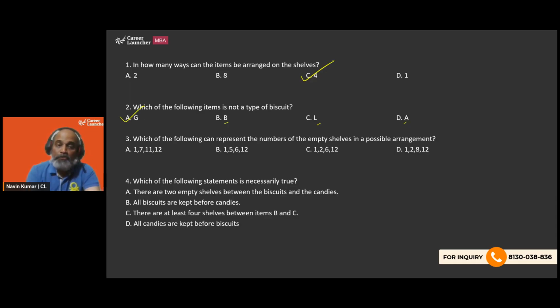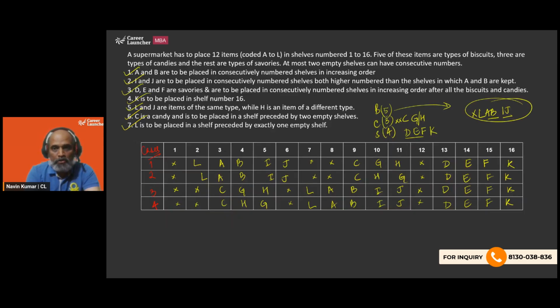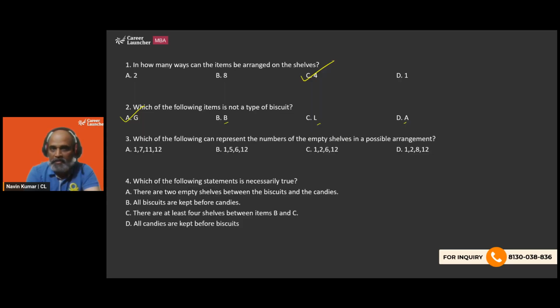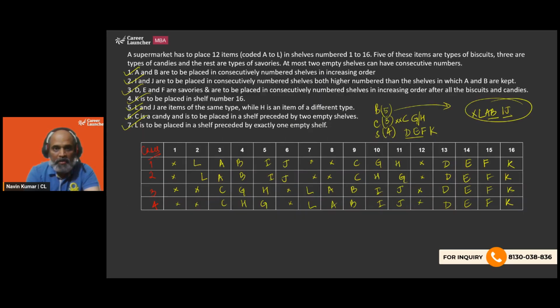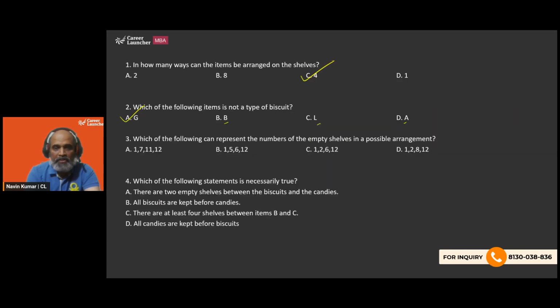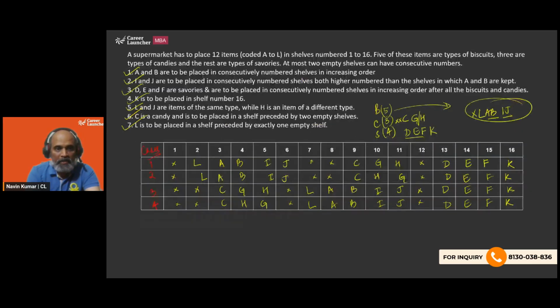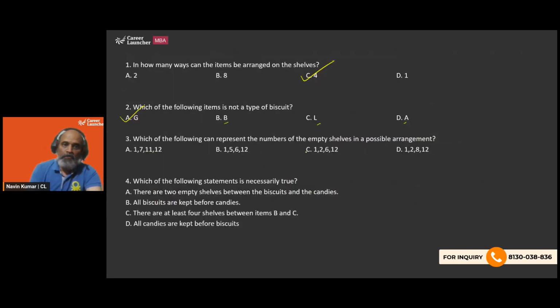Third, which of the following can represent the numbers of the empty shelves in a possible arrangement? So 12 is definitely an empty shelf. So that's there in all the options. We can have 1, 7, 8, 12. We do not see 1, 7, 8, 12. The other possibility is 1, 2, 6, and 12. So 1, 2, 6, and 12, option C.